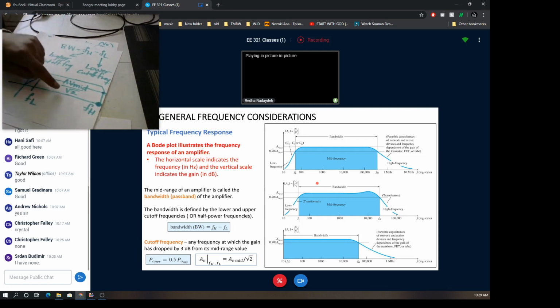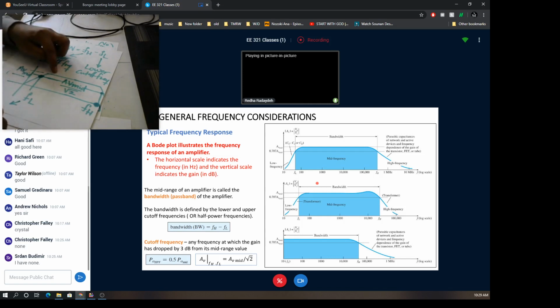Okay, why do we have square root of 2 here? Because they were defined in terms of the power. The lower cutoff frequency is the frequency at which the power is 0.5 of the maximum power. And we know that the voltage is related to the square root of the power. So we need to take the square root of that 0.5 in order to get what? To get the 1 by square root of 2 here.